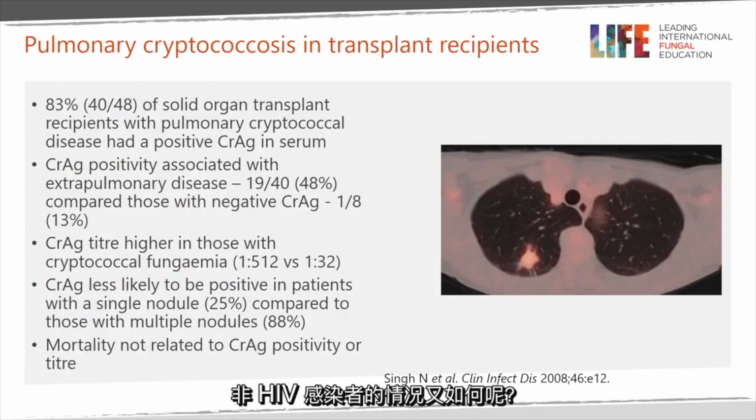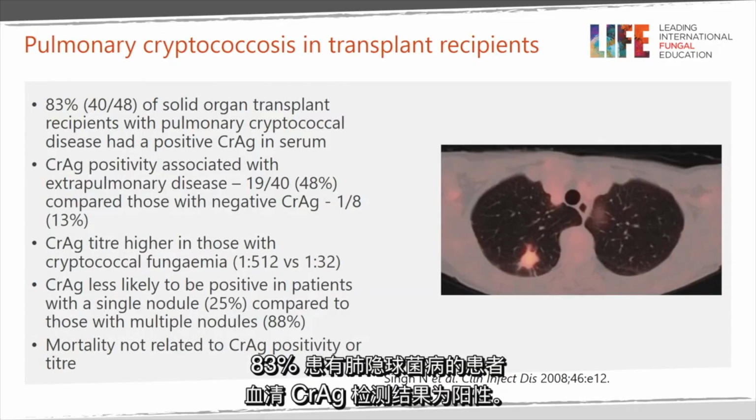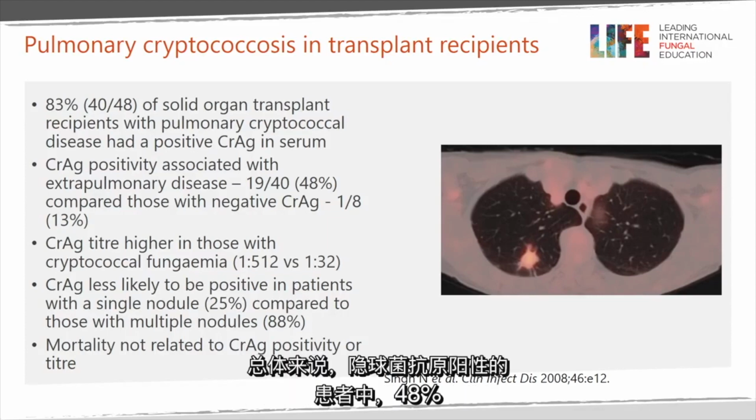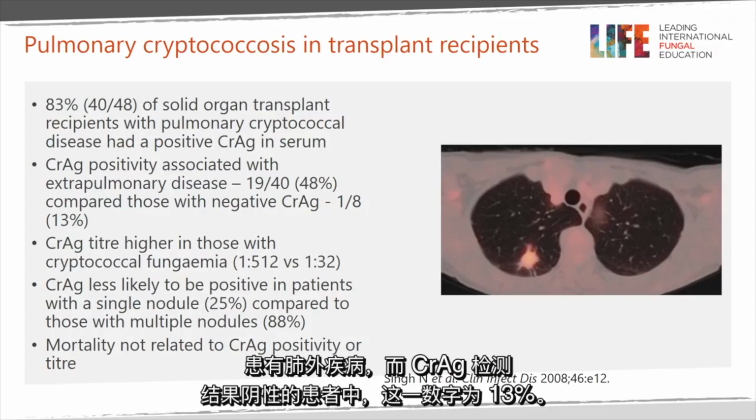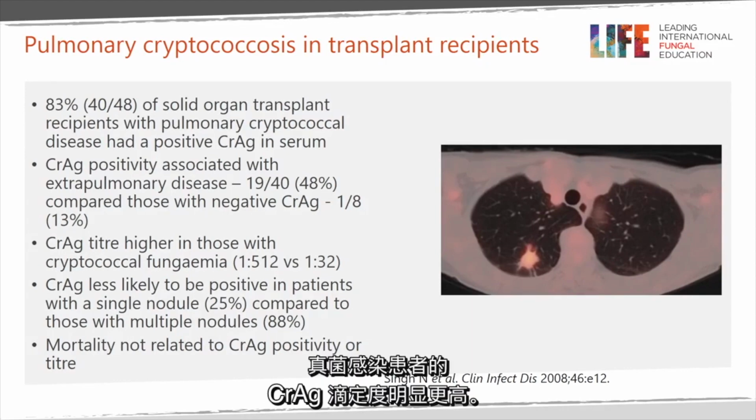How about cryptococcal infection in non-HIV infected patients? In this study of solid organ transplant recipients, 83% of those with pulmonary cryptococcal disease had a positive serum CrAg test. Overall, 48% of these patients with a positive cryptococcal antigen had extrapulmonary disease, compared to 13% of those with a negative CrAg test. CrAg titer was significantly higher in people who are fungemic compared to non-fungemic patients with pulmonary cryptococcosis.